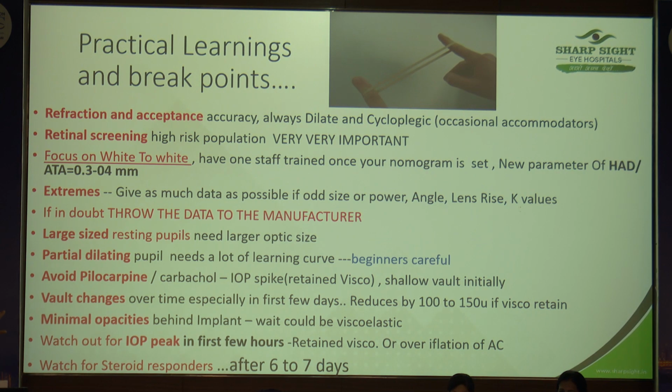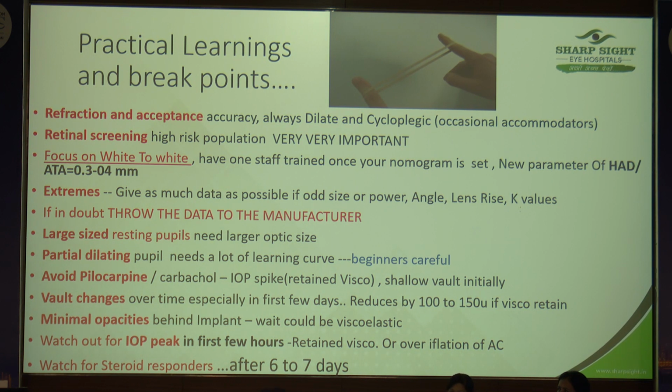So what are the breakpoints you will have? If you are a person who uses pilocarpine at the end of the surgery, expect a lower vault, anything between 200 to 300 microns lower for the first 1 or 2 days. So don't get psyched up. If you've used a miotic and you're seeing a vault of 300, 400, relax, you will get 500 to 700 once everything goes. Look for IOP rise within the first few hours of the surgery.